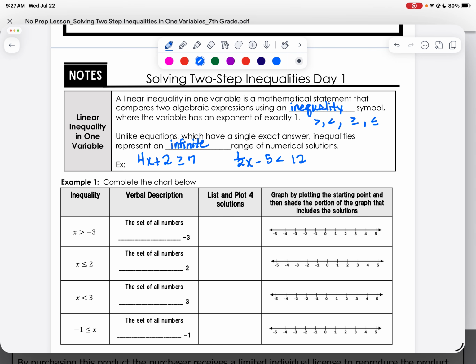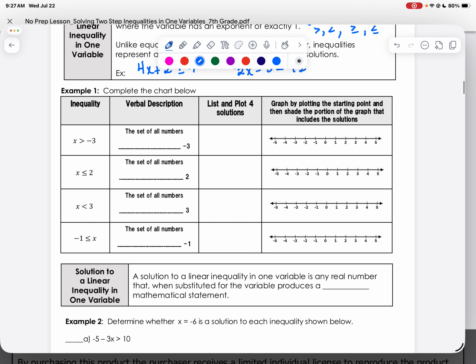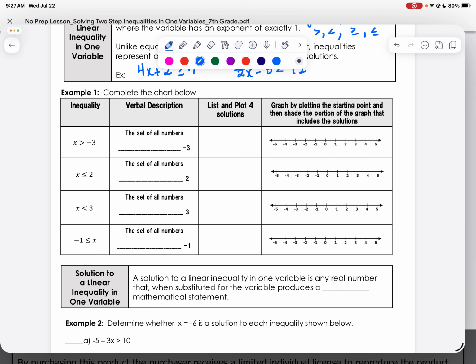Now, before we get into the solving, I want to talk about how you graph the solution set for an inequality in one variable. So let's look at example 1. We have a chart here, and they're going to give you an inequality. Then you'll say the verbal description, list 4 solutions, and then you'll graph the solution set on a number line.